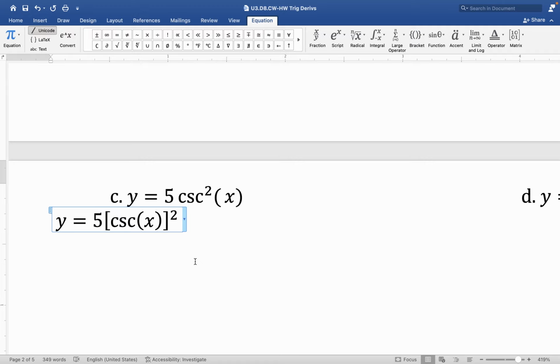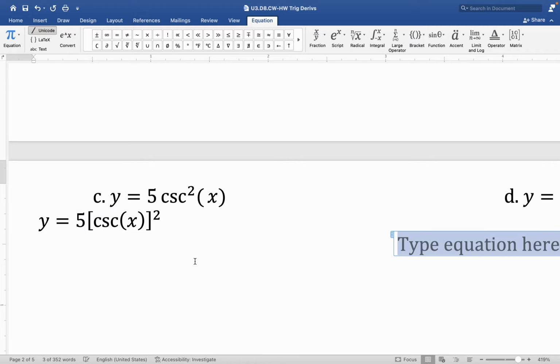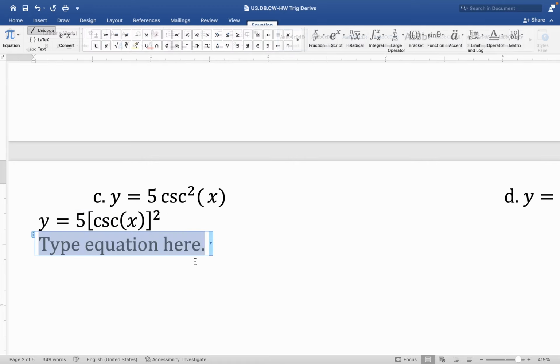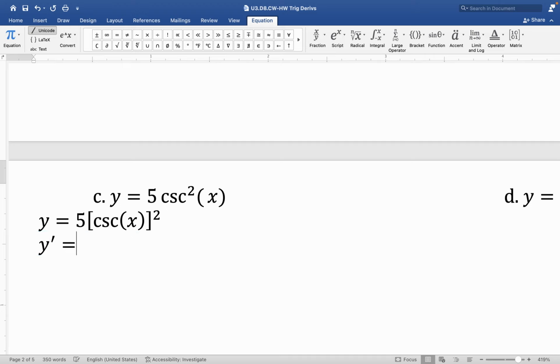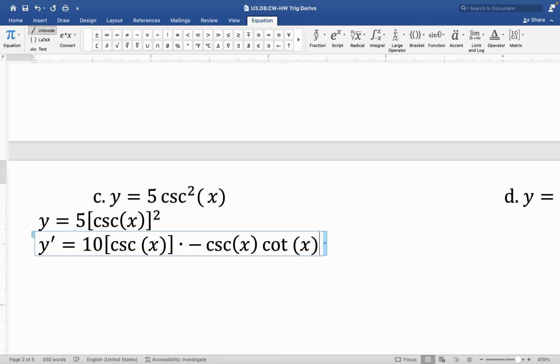So now that it's written that way, you can see clearly that the outside function is 5 blank squared, and so taking the derivative of the outside function will give you 10 blank to the 1. What goes on the inside of this blank? Well, just the inside function, which is cosecant x. But then we're not done because we still need to multiply by the derivative of the inside function. And what is the derivative of cosecant x? Well, it's negative cosecant x cotangent x.